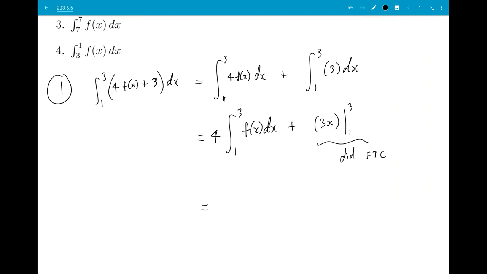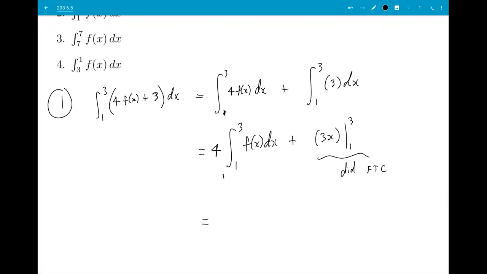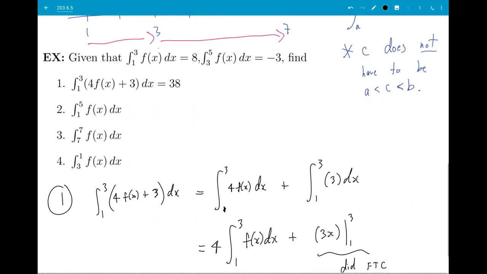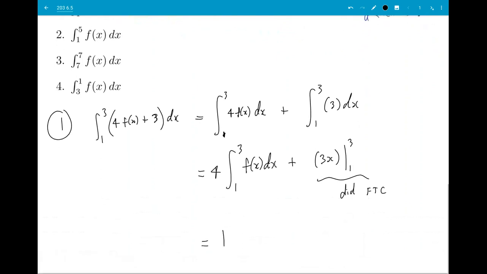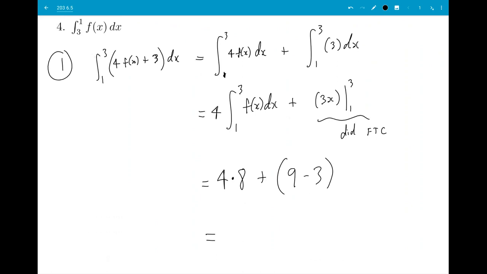So now where am I? Well, this guy, I believe I have some information in the question about this. Let's scroll back up. Yeah, it is equal to 8. So this is given here. This is 4 times 8 plus 9 minus 3. So 32 plus 6 is 38.